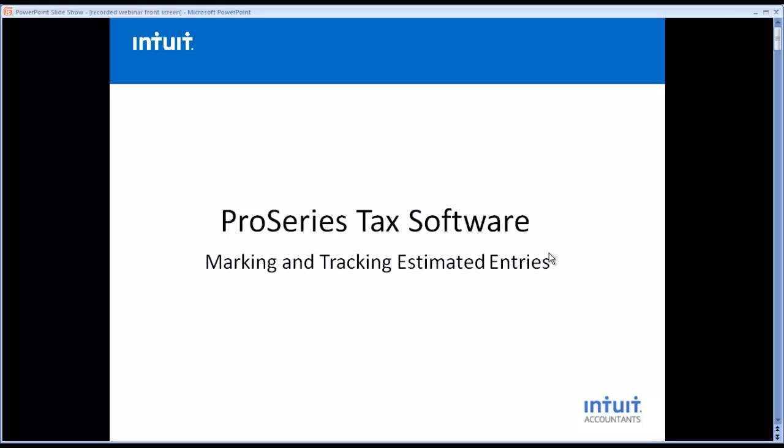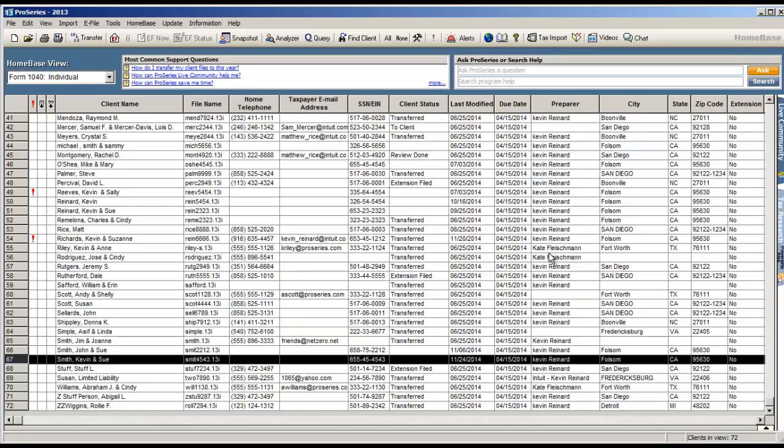In this video of ProSeries tax software, we're going to take a look at how to mark and track estimated entries. So this is the main screen of ProSeries. We call this Home Base, which is a list of all the current clients that you have in the software. And we're going to double click and open our tax return sample, Kevin and Suzanne Smith.